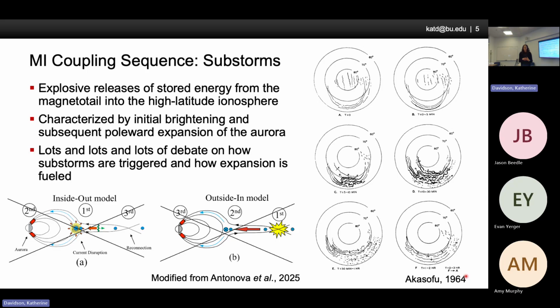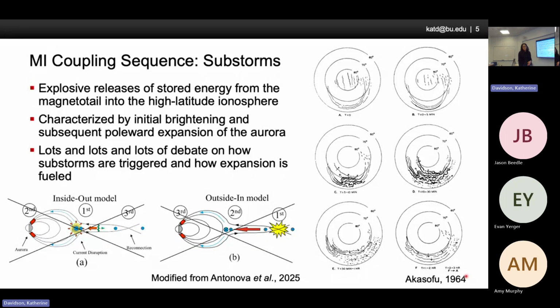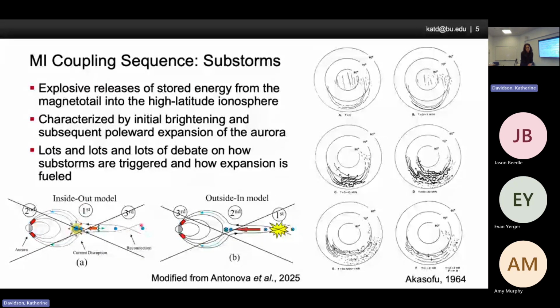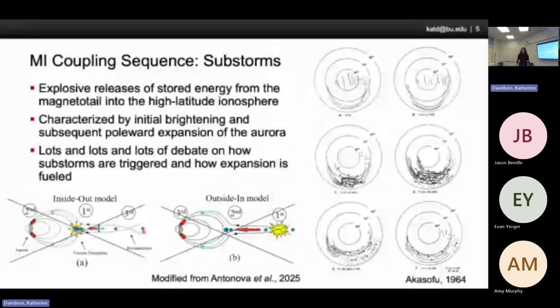Despite how important they are, there's a lot of debate on how they're triggered and how the expansion is fueled. Two of the most prominent theories are the outside-in and inside-out models for triggering. Both of these models use the same phenomena, such as a tail reconnection event and a current disruption in the inner magnetosphere, but they differ on how these are ordered. So outside-in has the tail reconnection first, inside-out has the tail reconnection last. And it's still up for debate which of these models is the most dominant.